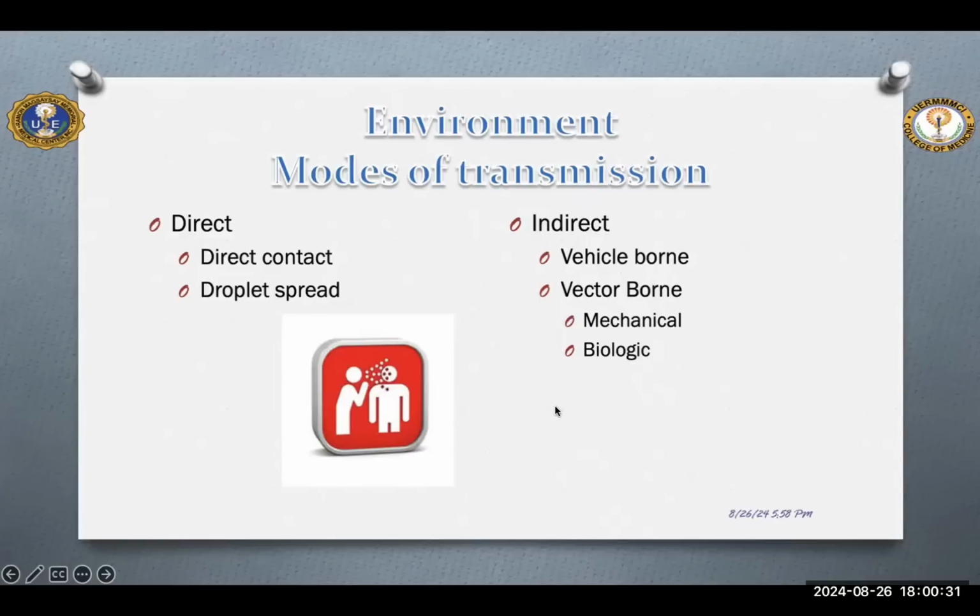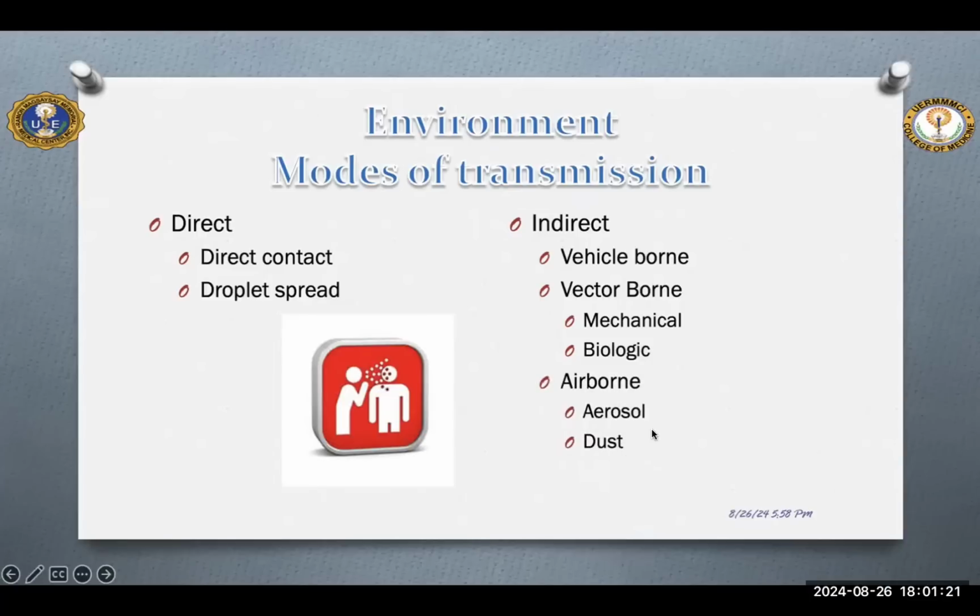Vector-borne, you have two types of vectors. You have your mechanical and biologic vectors. When you say mechanical vectors, the difference between a mechanical vector and a biological vector is that in the biological vector, there is a reproduction of the agent in that particular vector. So an example of mechanical transmission is Shigella. While an example of a biological transmission is malaria.